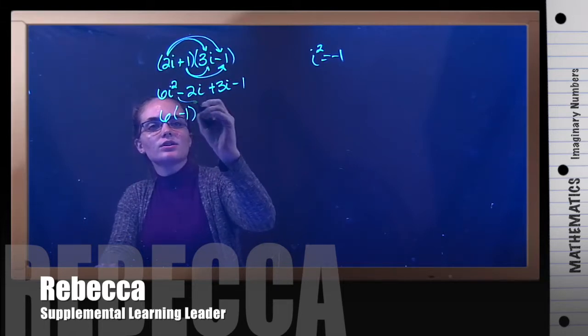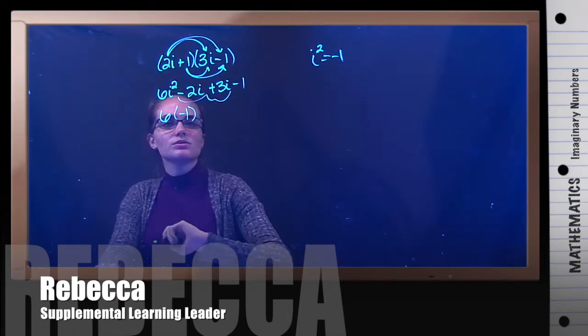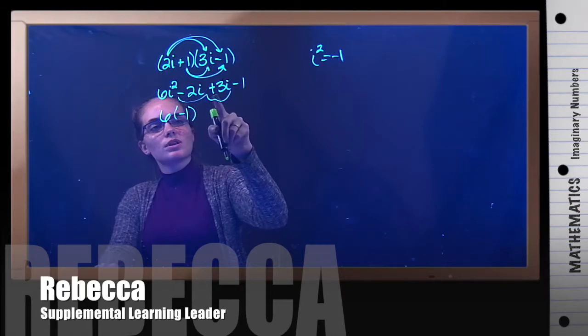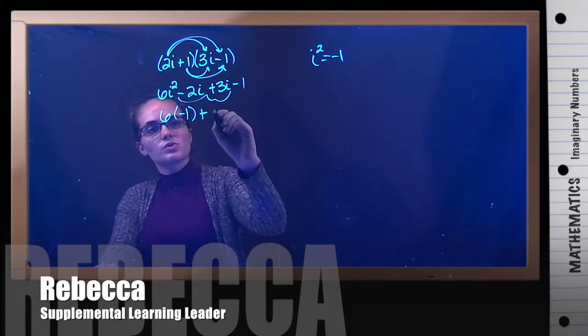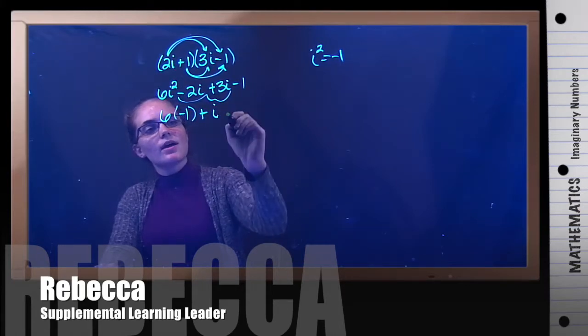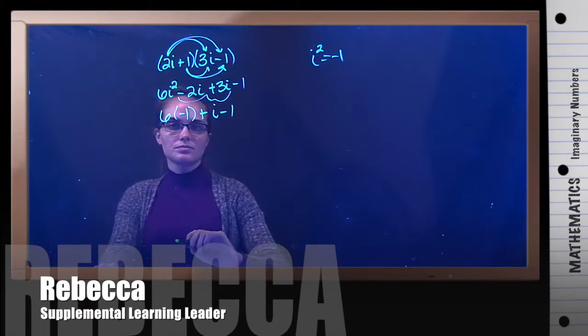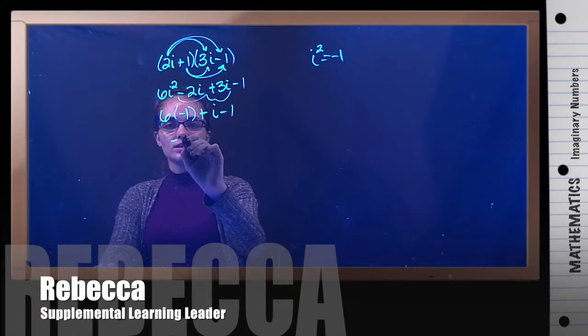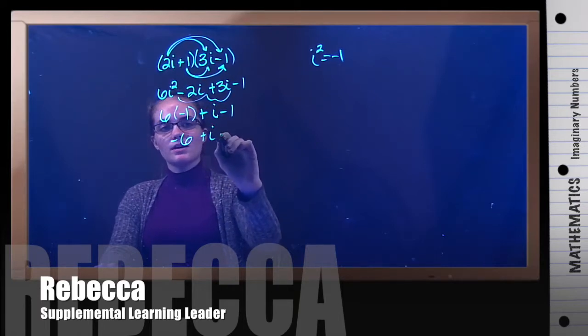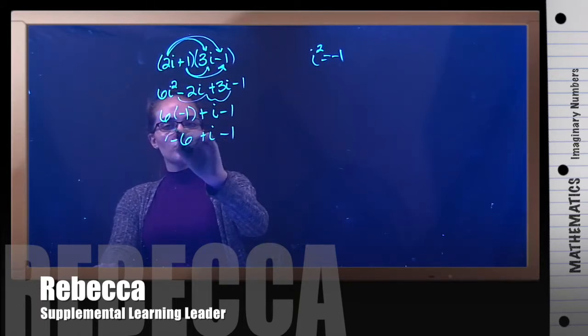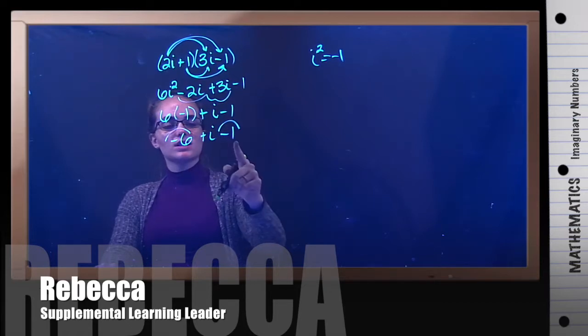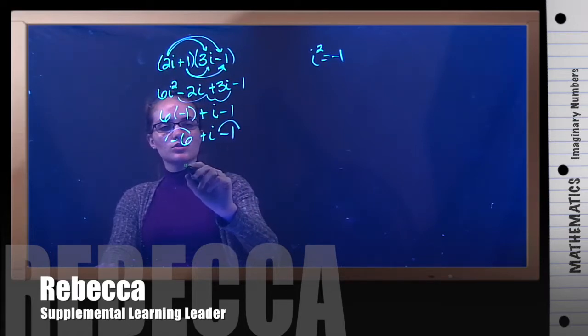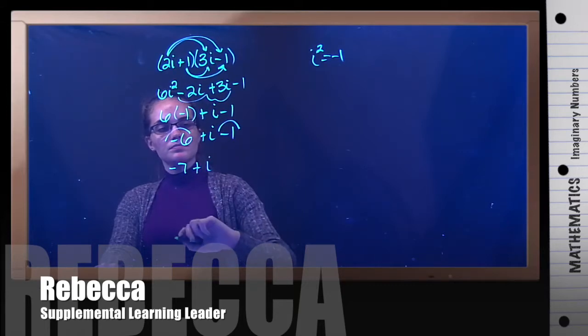And now these are like terms, so we can combine those. So negative 2 plus 3 is just plus 1i, or plus i, and then you still have your minus 1. 6 times negative 1 is negative 6 plus i minus 1. And now these are like terms, negative 6 and negative 1. So you have negative 7 plus i.